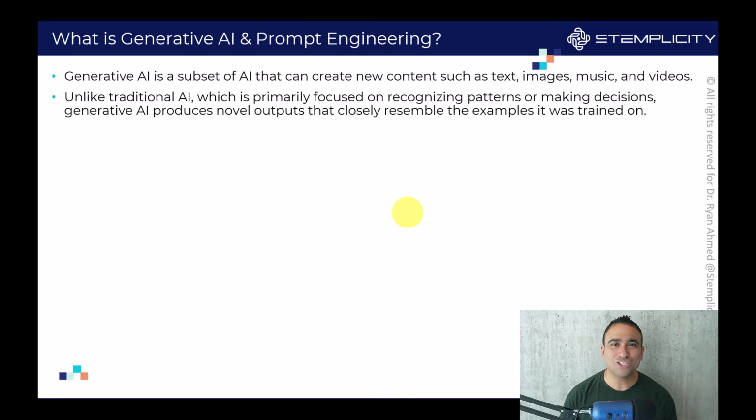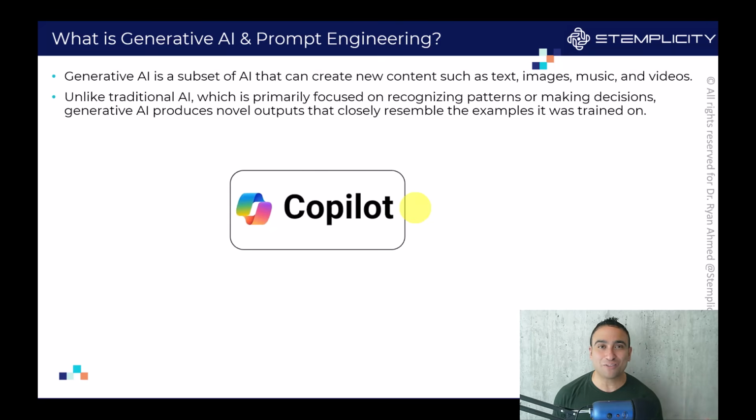So what is generative AI? Well, generative artificial intelligence is a subset of AI that can create new content such as text, images, music, and video that have never existed before.